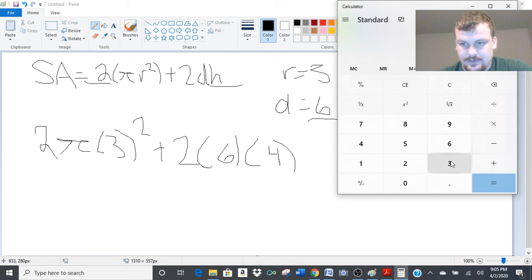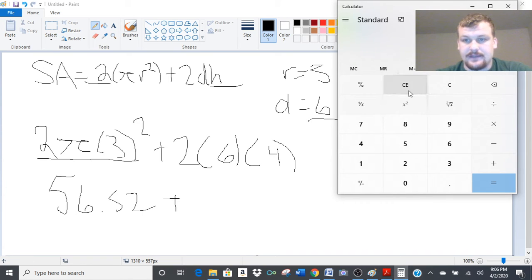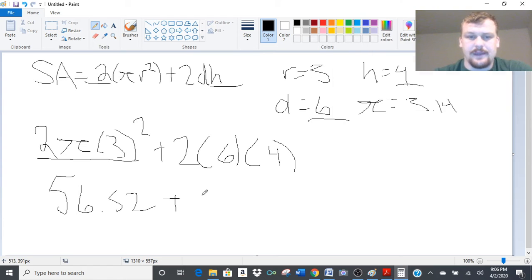2 times 3.14, that's pi, times 9. Now why did I do 9? Because 3 squared, 3 times 3, is 9, which equals 56.52. This is the left side of the problem. Now we have to find the right. Moving on to the right side of the problem, we have 2 times 6 times 4, which gives us 48. So plus 48.